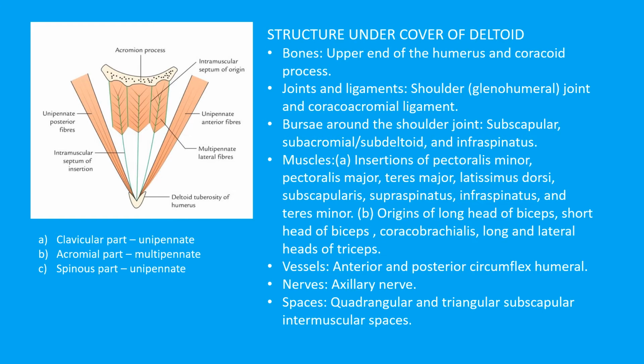Structures under cover of deltoid: bones, joints and ligaments, bursa around the shoulder joint, muscles, vessels, axillary nerve, spaces.